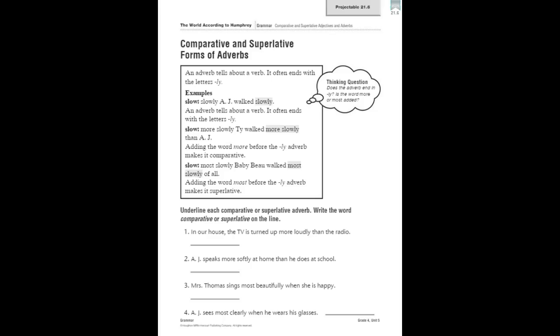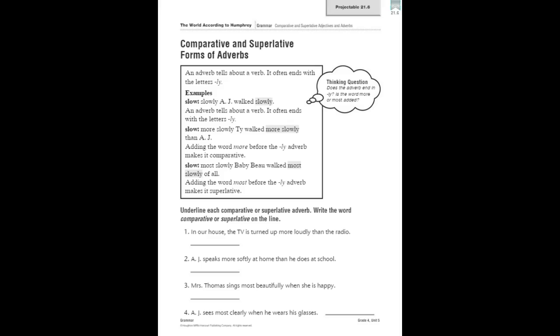All right, so today in grammar, we're going to talk about adverbs. Remember, an adverb tells about a verb, and it often ends with the letters ly, but not always. A comparative adverb compares the action of two or more things, and the word more is often used when they do that. A superlative adverb compares the action of more than two things, and then we use the word most.